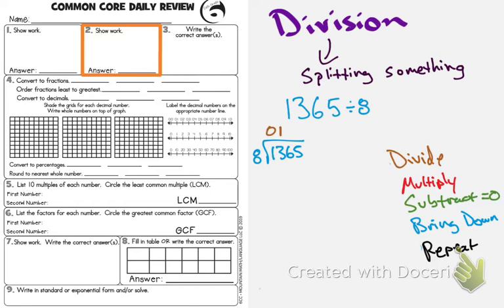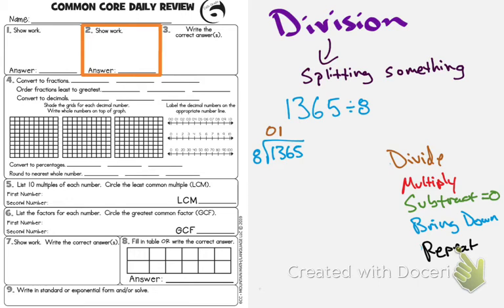8 goes into 13. It can fit in 1 time without going over. Now, if you have problems or struggles with your mental math facts, grab a multiplication chart, and you can look at the number 8, and you can use your finger and walk across until you see a number that's bigger than 13. In this case, it would be 8 and then 16. And so I would know, well, it can't fit in 2 times. It can only fit in 1 time. So you can use a multiplication chart to help you out.